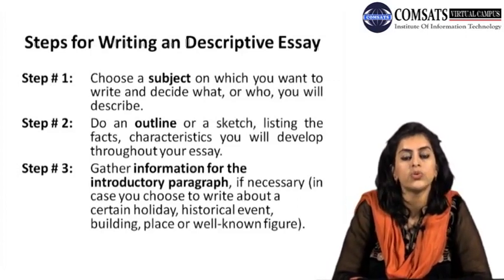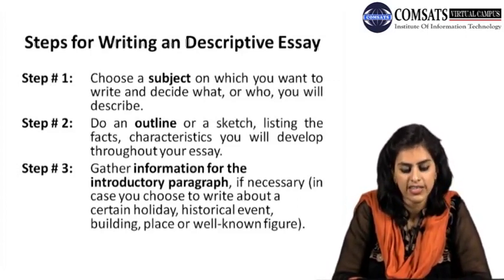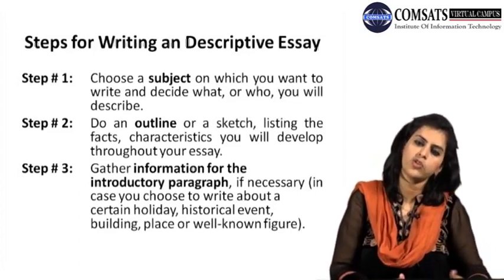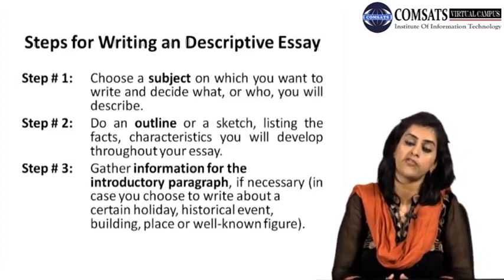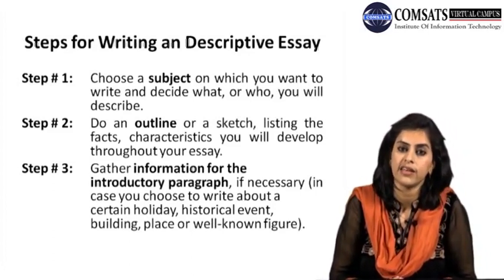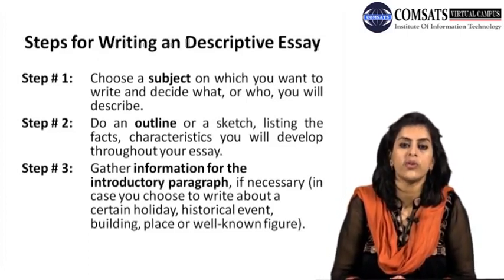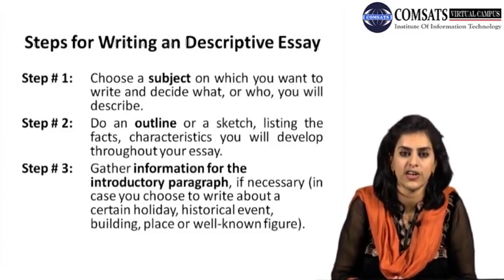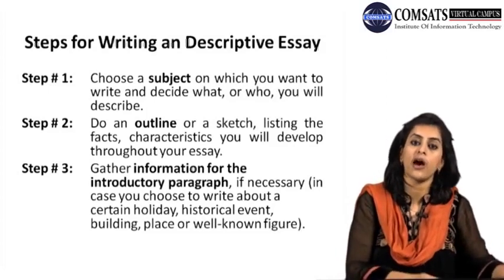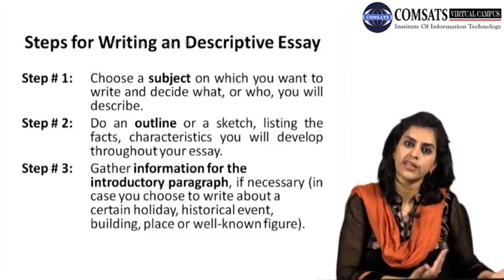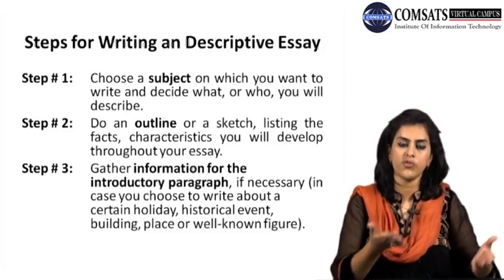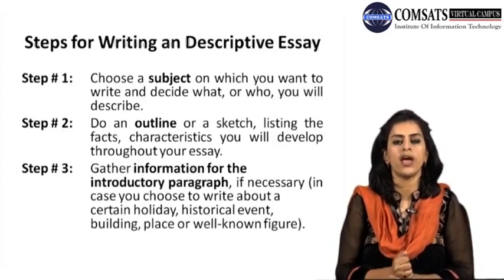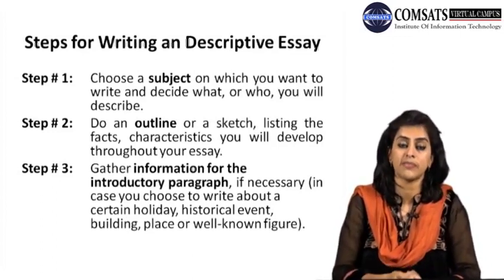Then your step number 2 is to do an outline or a sketch listing the facts and characteristics you will develop throughout your essay. Once you have selected a topic for your essay, your second step would be that you are going to make an outline for that. Now how to do that, you know that better. We have already discussed it in our lecture number 6, how you make an outline for the essay. This pre-writing technique of writing an outline, whether you are taking the topic outline or you are using the sentence outline, both of them are going to help you develop a good outline for your descriptive essay.